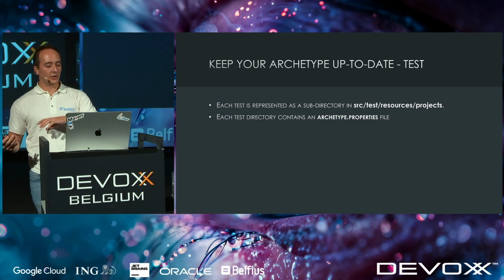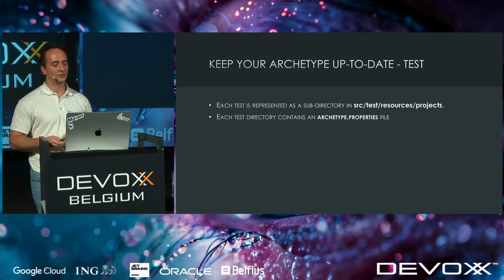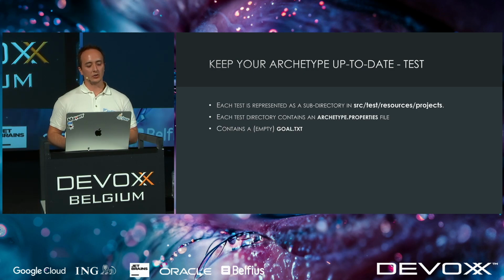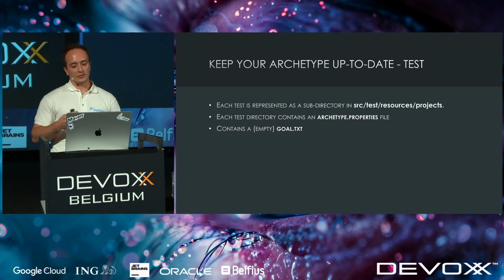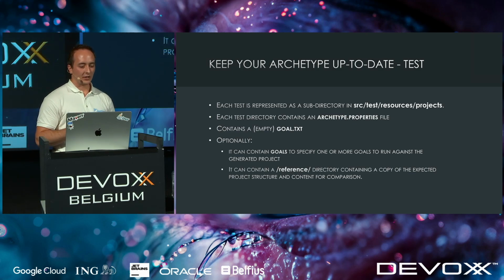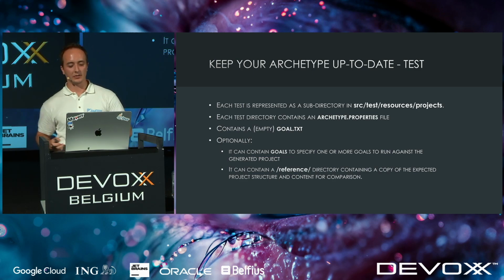Within this test directory, so let's say integration-test-1, you're going to have to include an archetype.properties file to define the properties that you require to generate it. You're going to need to include perhaps an empty goals.txt file, which are going to be the goals that you're going to run against the project that is generated afterwards. I recommend putting something in there always, for example, verify. And finally, it can contain a reference directory in order to compare your generated project to the reference project. So let's see that in action.